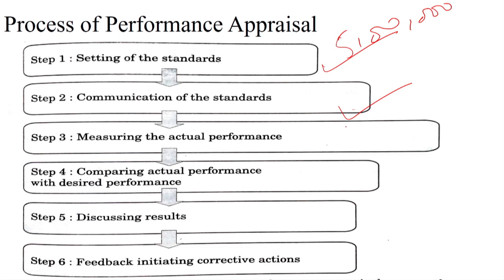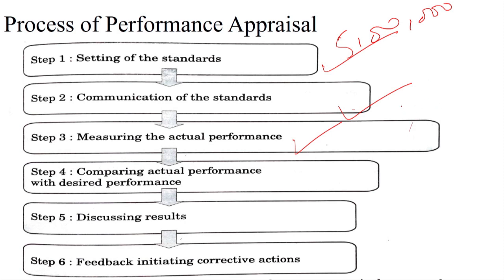The third one is related to measuring the actual performance. Now, the most difficult part of any performance appraisal process is measuring the actual performance of the employees. And the actual performance is basically the work done by the employees during that specific time period. For example, if the standard was that the target should be 5 lakh rupees, and the target has been communicated very clearly to the employees, then comes measuring.